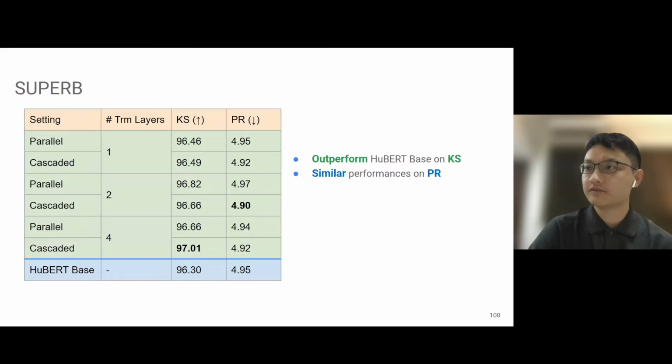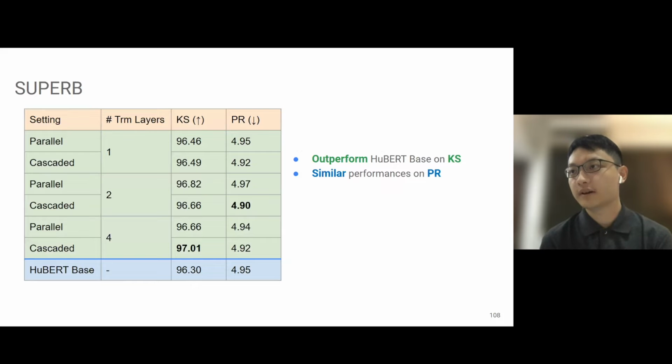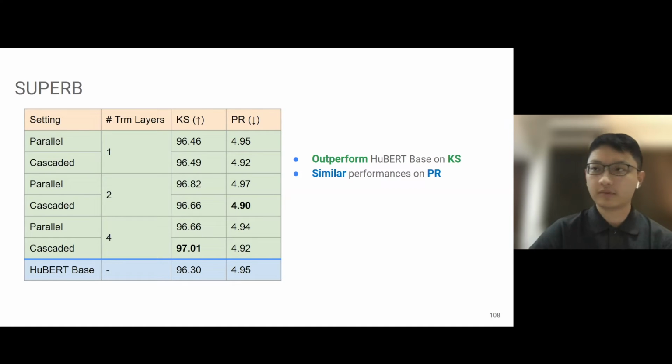As for SUPERB results, we see that we have a performance improvement on keyword spotting compared to HuBERT base, but similar performance on phone recognition. This indicates that the VGS model has enhanced the self-supervised model on keyword spotting tasks on SUPERB.